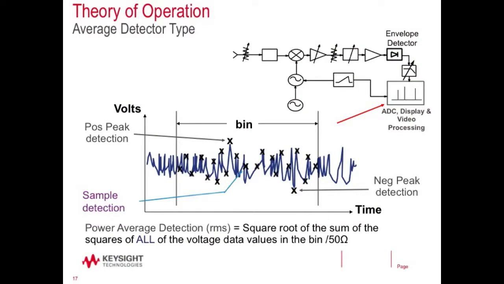Here you can see the peak value being picked out, the negative peak value, and here's the sample detection. And for RMS, you can see here, we basically take the square root of the sum of the squares of all the values that we detect, run it through the math, and that's what gets displayed. So when you're making measurements like ACPR, typically it'll be called out that you need to use an RMS or average detector to make this measurement. Otherwise, you're going to get wrong answers.